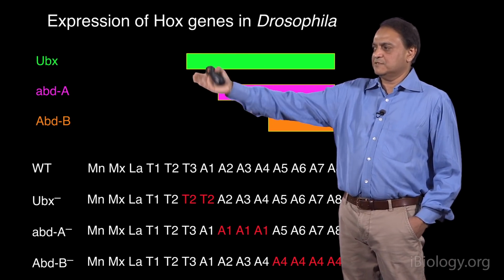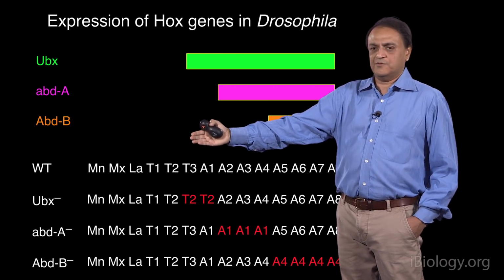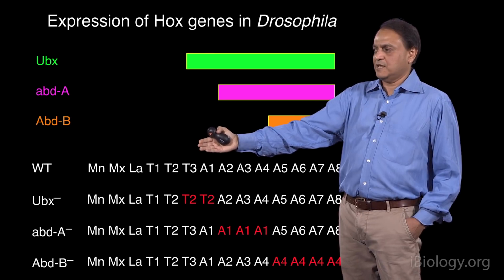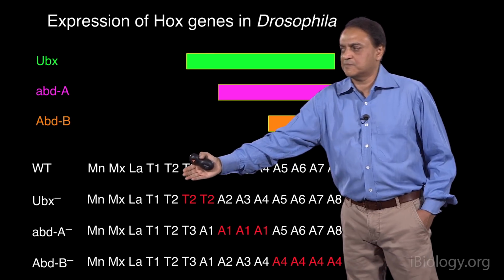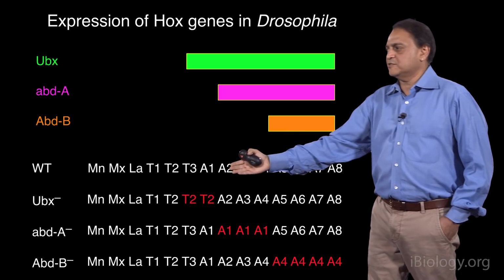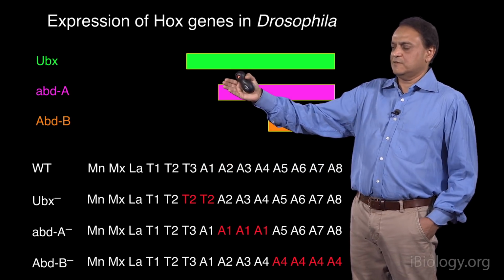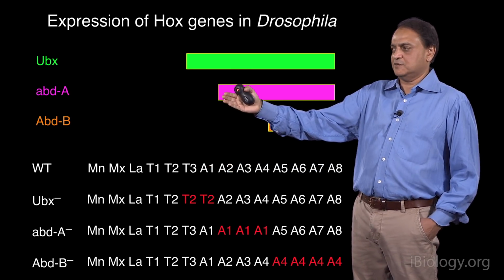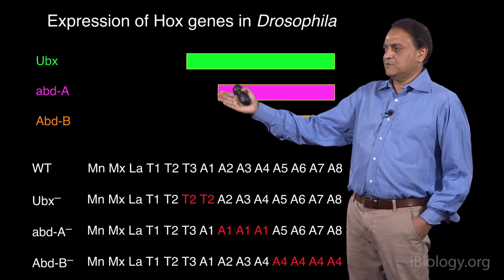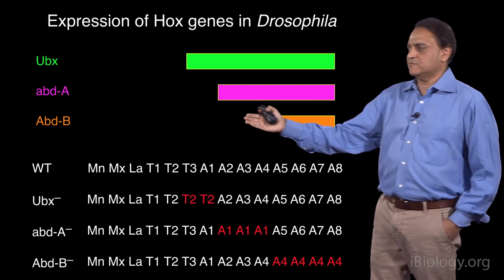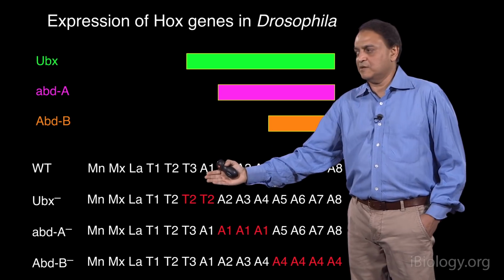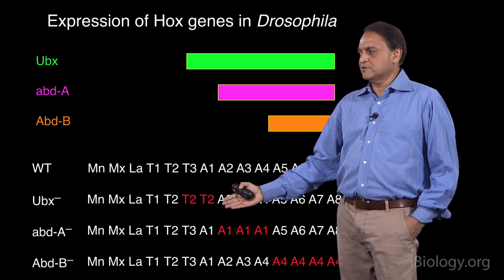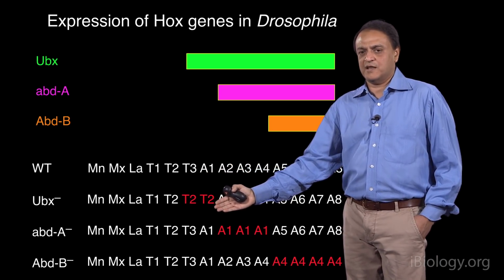So UBX begins expression in T3. And so the transformation begins in T3 and A1, and those segments are transformed to the segment in front, which is T2. But that transformation ends when you get to the anterior boundary of the next gene, abdominal A. Likewise, when you delete abdominal A, the transformation starts at the leading edge of abdominal A, which is here in A2. So that segment gets transformed to the segment in front, A1.